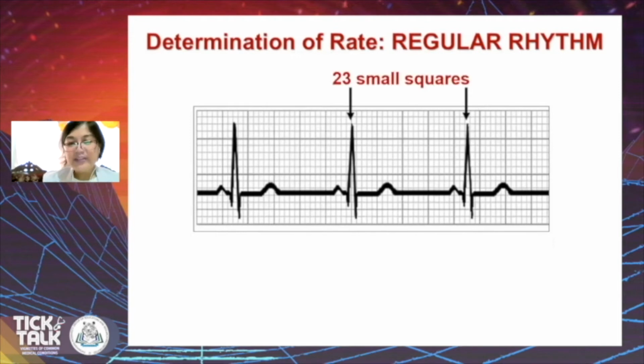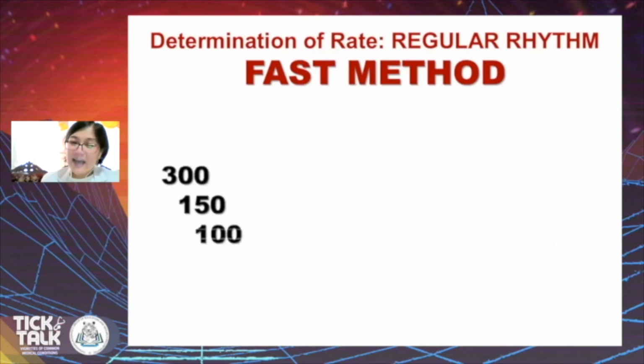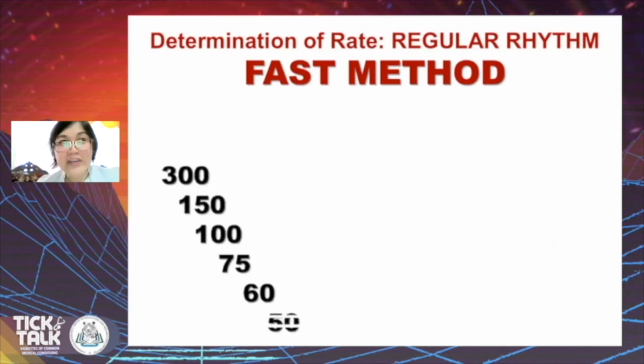there are 23 small squares in between two QRS complexes. So 1,500 divided by 23 is actually 65 beats per minute. Now, there is actually a fast method, especially if you're in a hurry, you're in the ER, you're in the ward, and you're about to have your rounds and just have a quick look see at your ECG.